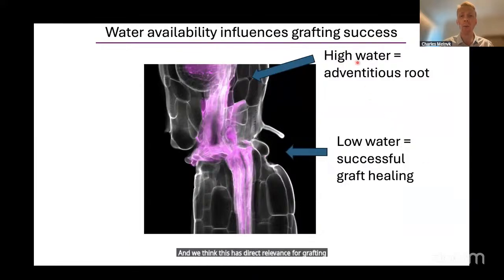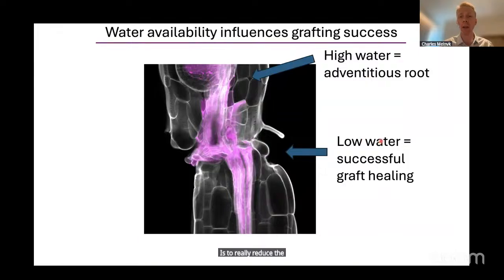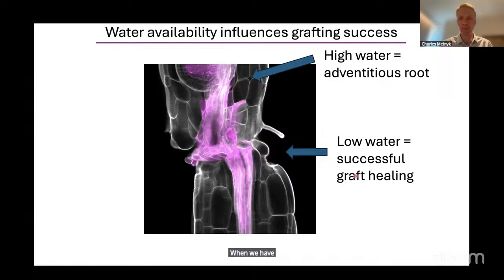Under high water conditions, you very typically will get adventitious roots. This is one of the first pieces of advice that I'll give people when they're using our in vitro grafting techniques: to really reduce the water level. When we have low water, we get wound-induced callus formation, which we think is very important for grafting success. And here you can see a successful graft when we have low water.